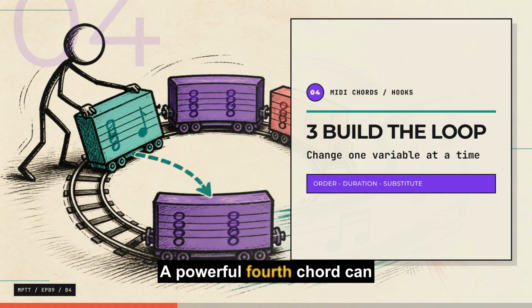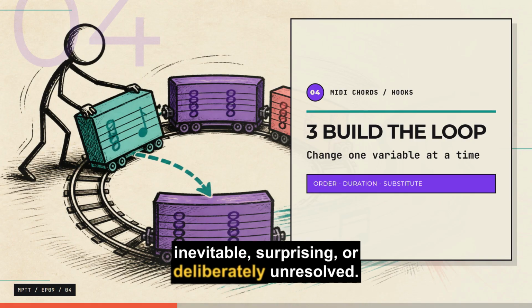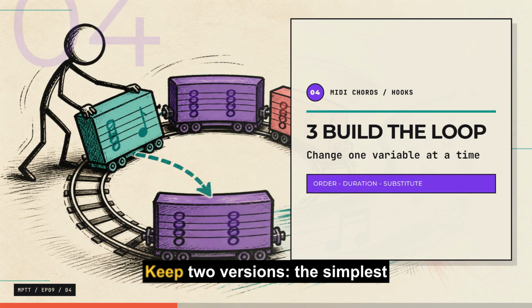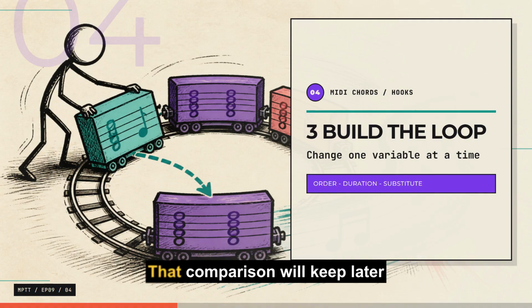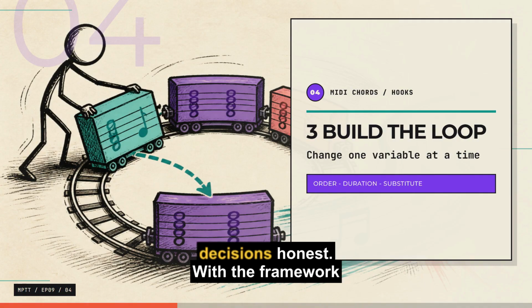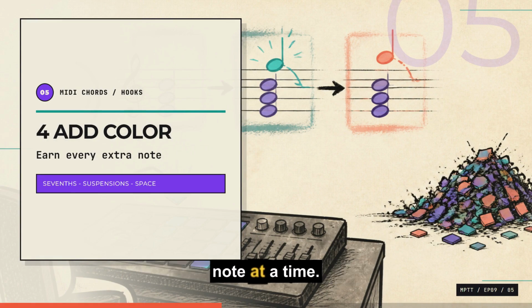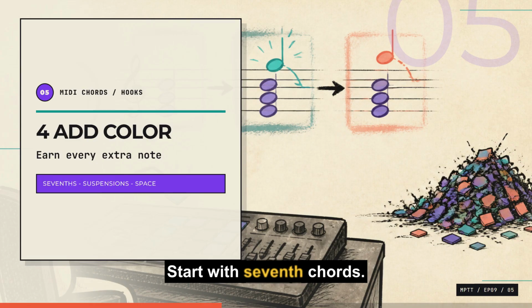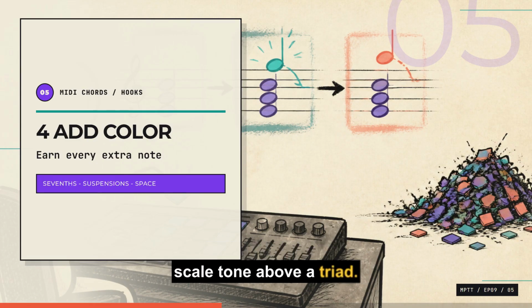A powerful 4th chord can make the 1st chord feel inevitable, surprising, or deliberately unresolved. Keep 2 versions, the simplest loop and your favorite variation. That comparison will keep later decisions honest. With the framework working, add harmonic color 1 note at a time. Start with 7th chords. A 7th adds another alternating scale tone above a triad.